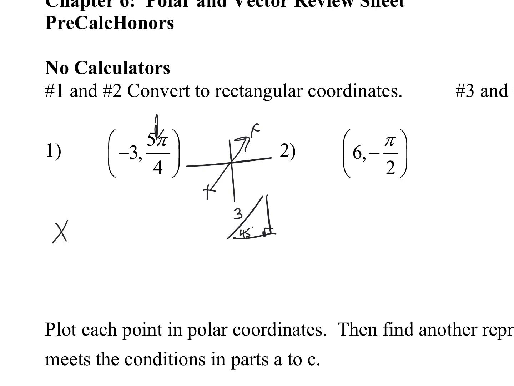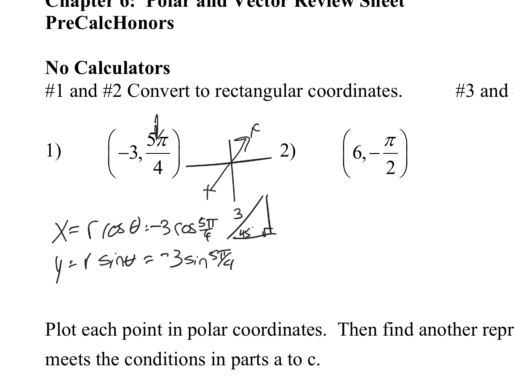What might be helpful is our general forms. x equals r cosine theta, y equals r sine theta. So knowing the angle and knowing the radius is just as easy for us to plug in. Knowing our special right triangles as well as our unit circle makes this a pretty direct evaluation problem. Both cosine and sine have the value of negative root 2 over 2 at the 5 pi over 4 angle, times the negative 3 gives me positive 3 root 2 over 2 for both my x and my y coordinates.